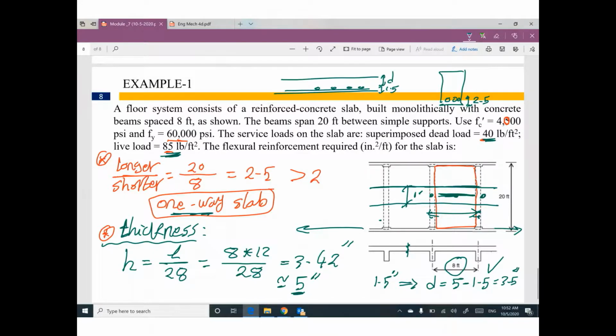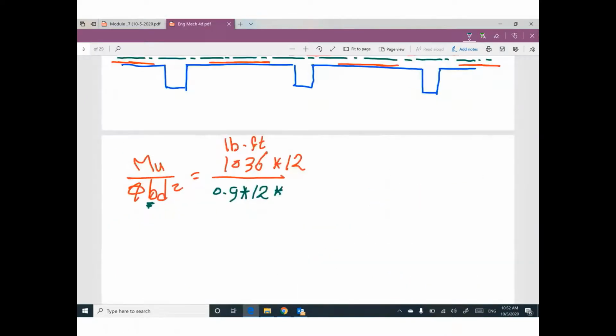So this is the slab, this is the beam. Your depth is 3.5, squared. Don't forget the square. Your answer will be 93.8.